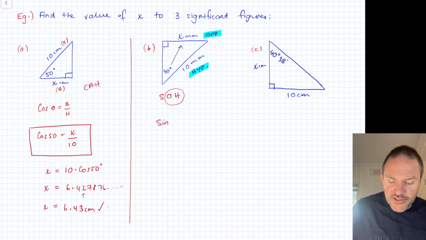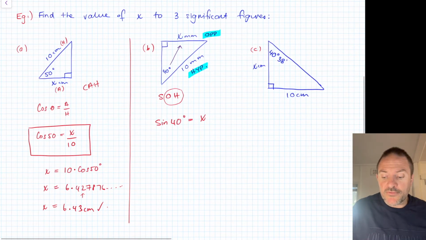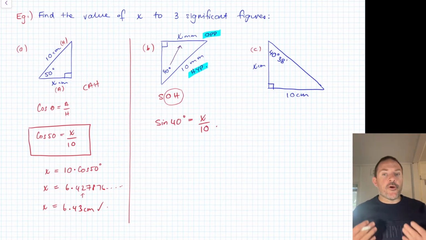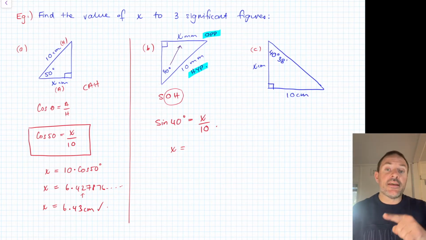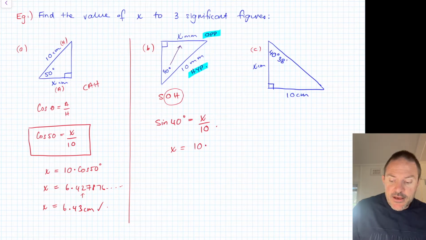I'm now going to apply it straight away. Sine 40 degrees equals my opposite side of x over my hypotenuse side of 10. Okay, and it's a very simple process from here. Very similar to that last question. I want to find what x is equal to, so I simply get rid of the divide by 10 with times by 10. 10 multiplied by sine 40 degrees.